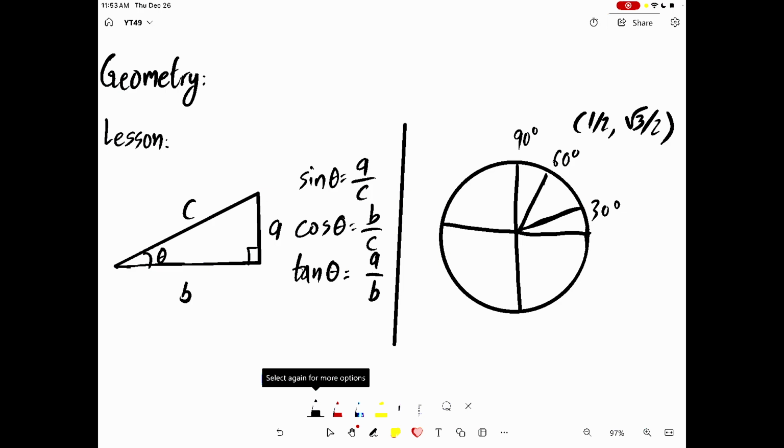So I think that's about it for trigonometry. Those are the very basics that you should definitely know.